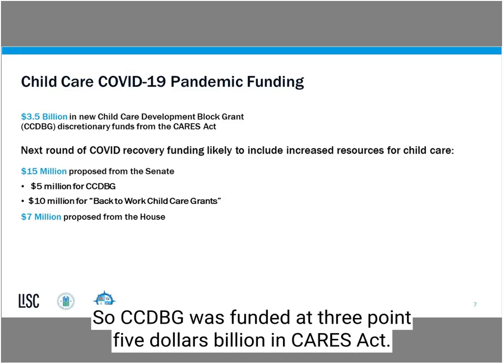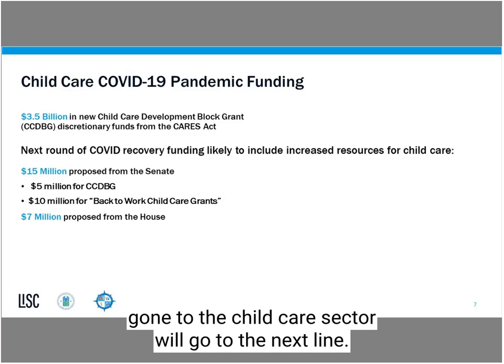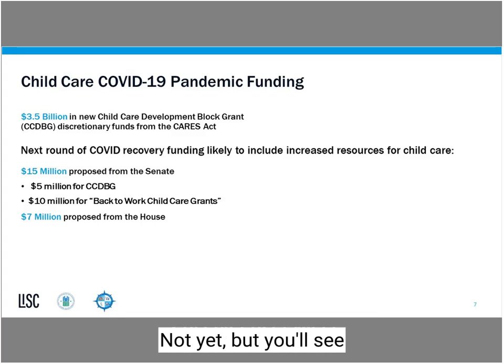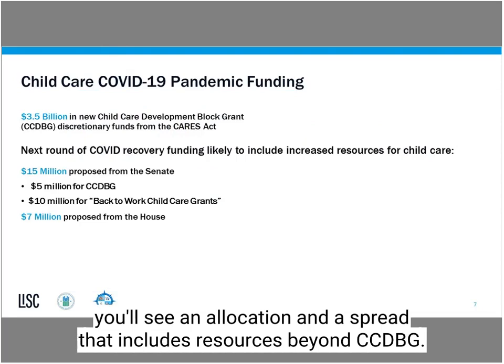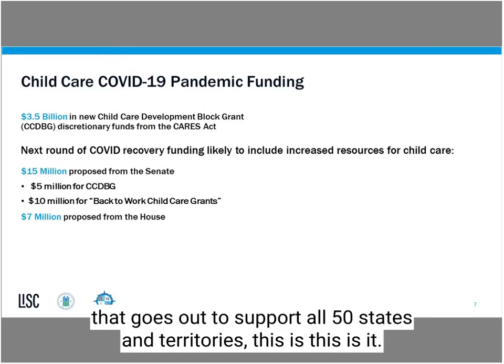So CCDBG was funded at $3.5 billion in the CARES Act. That is the total amount of supplemental or emergency response funding that has gone to the child care sector. When we get to the next slide, you'll see an allocation and a spread that includes resources beyond CCDBG, but in terms of the main funding source that goes out to support all 50 states and territories, this is it.